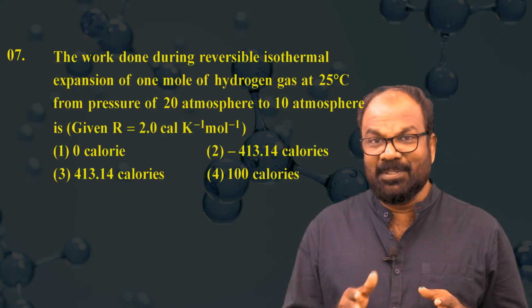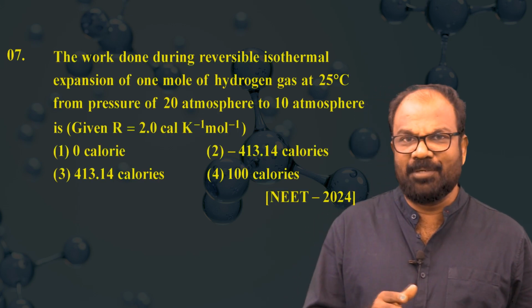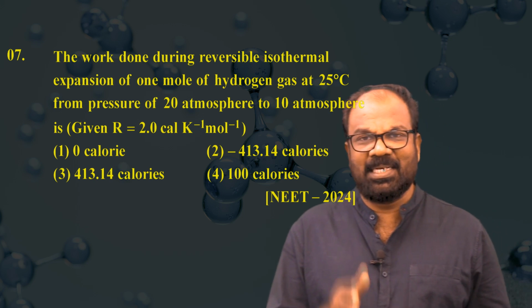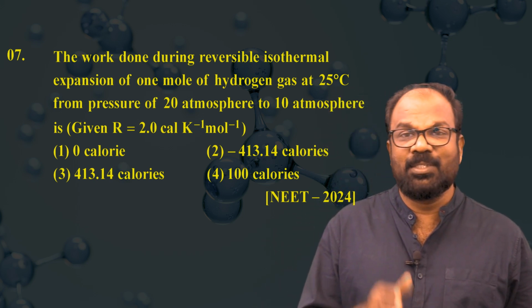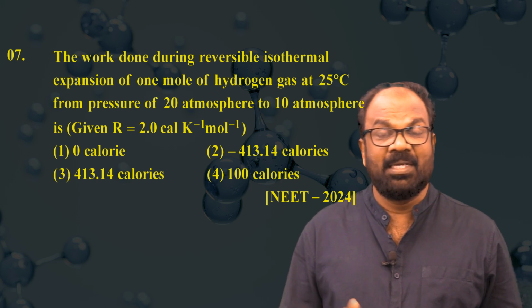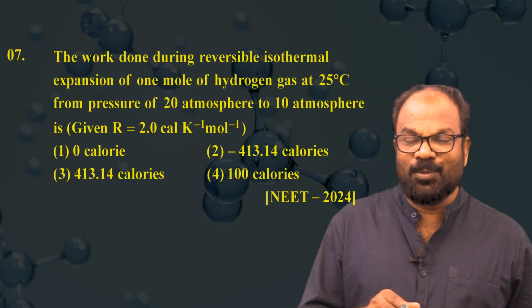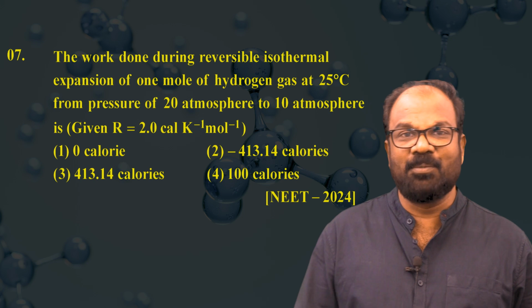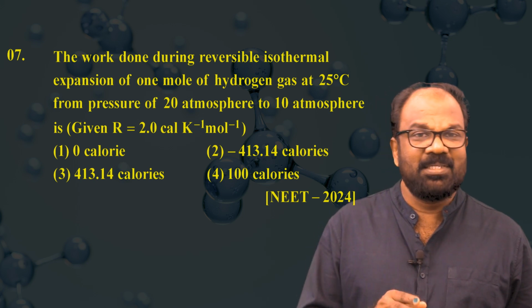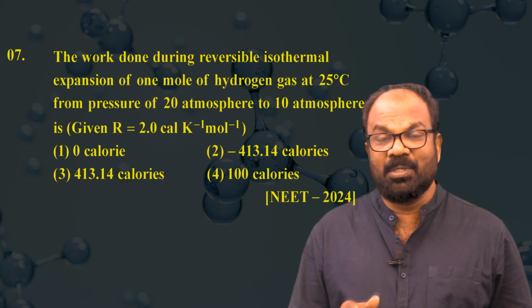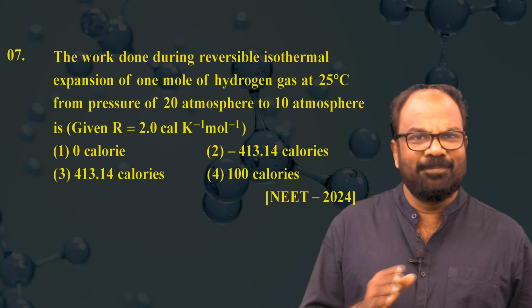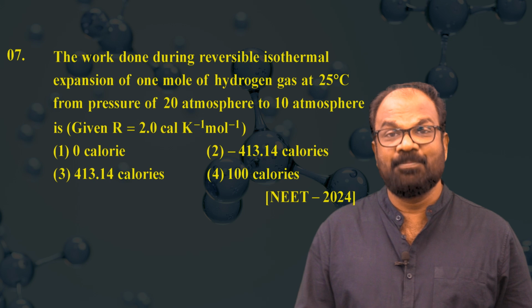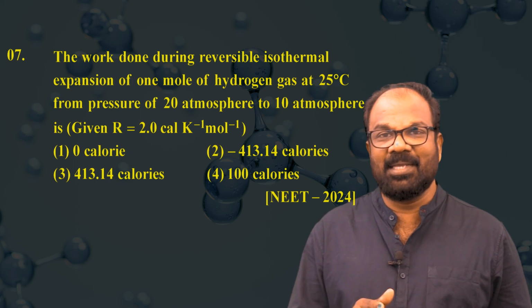Now question number 7. The work done during reversible isothermal expansion of 1 mole of hydrogen gas at 25 degrees centigrade from a pressure of 20 atmosphere to 10 atmosphere is, given that R is equal to 2 calories per Kelvin per mole: option number 1, 0 calorie. Option number 2, minus 413.14 calories. Option number 3, 413.14 calories. And option number 4, 100 calories.